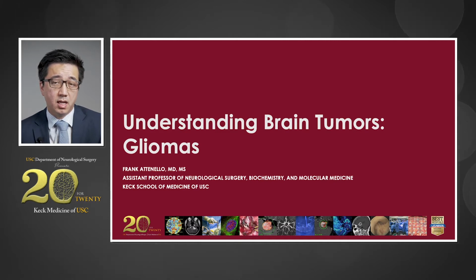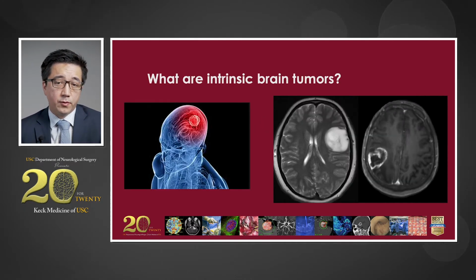And what I'm going to do today is talk to you for a short time on understanding at least the basics of one type of major brain tumor that affects a lot of people, and that's the type of tumor known as gliomas. So the first thing to understand is that not all brain tumors are the same.